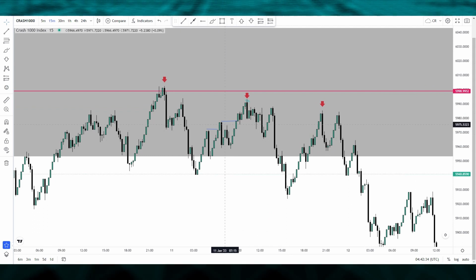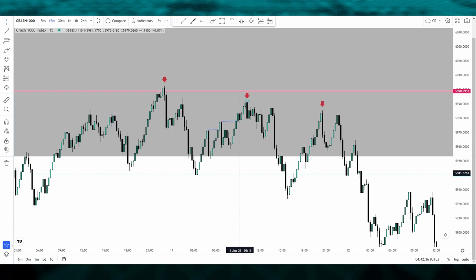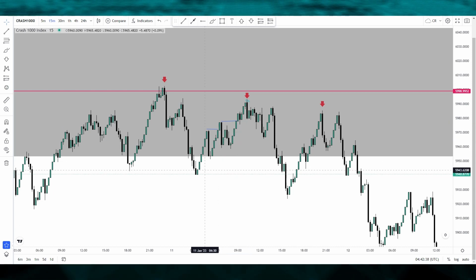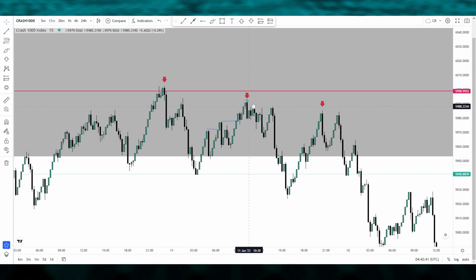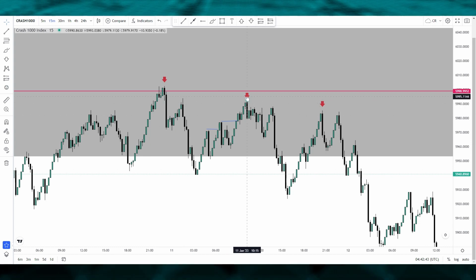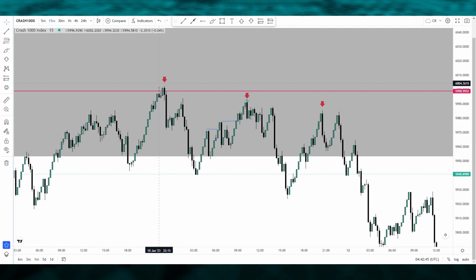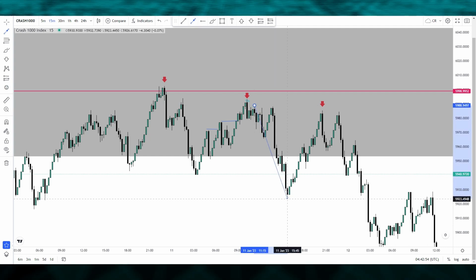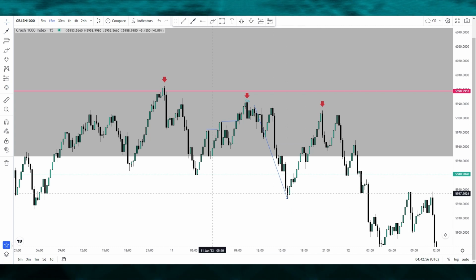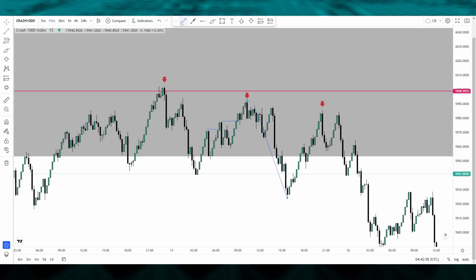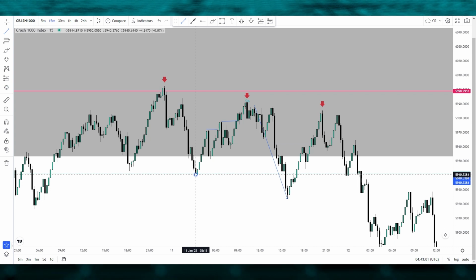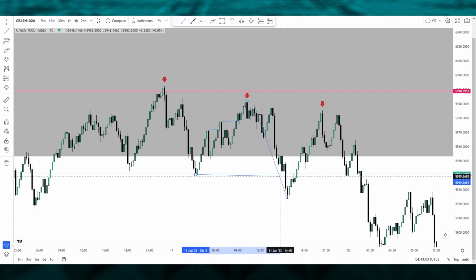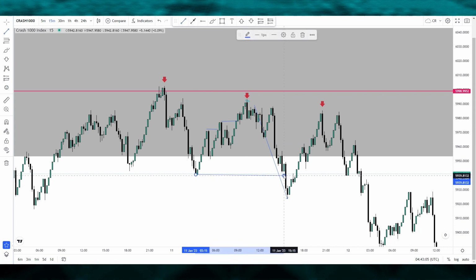So how do we proceed from this? The three drives pattern entails that after the third leg is formed, which does not need to take out our liquidity pool, we need to see what? We need to see an obvious displacement. What is an obvious displacement? It is an energetic move to the downside that takes out what? Swing low. We can see how the market was in a hurry to take out this swing low.